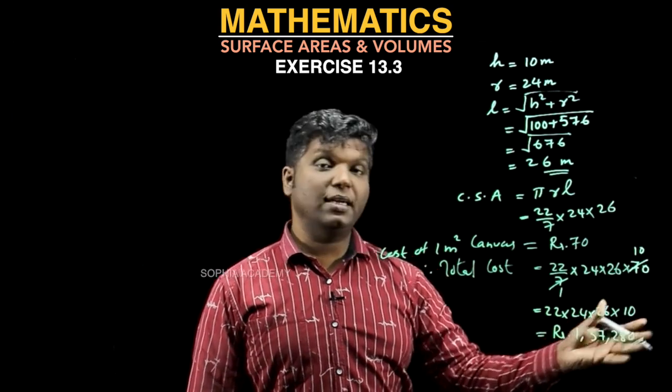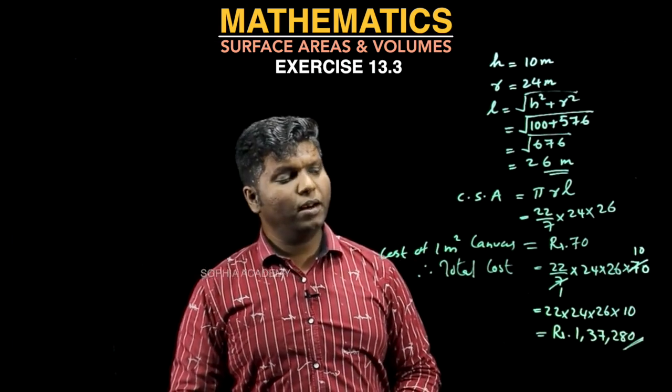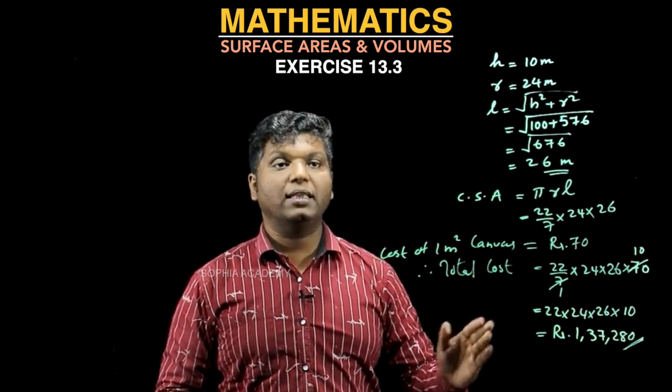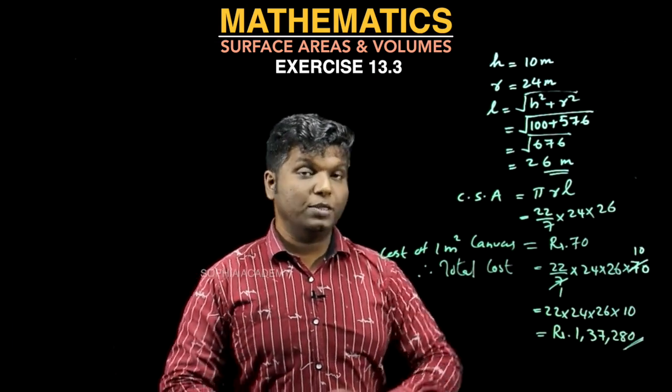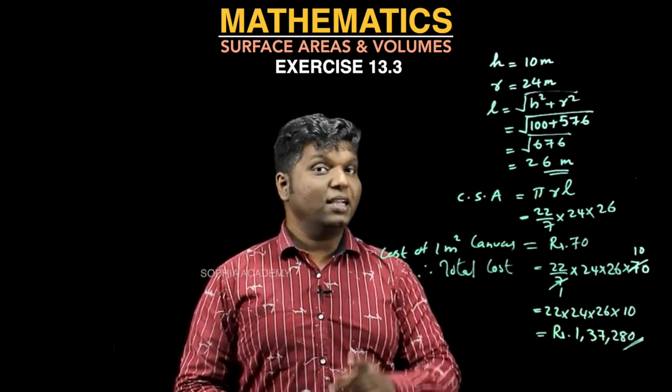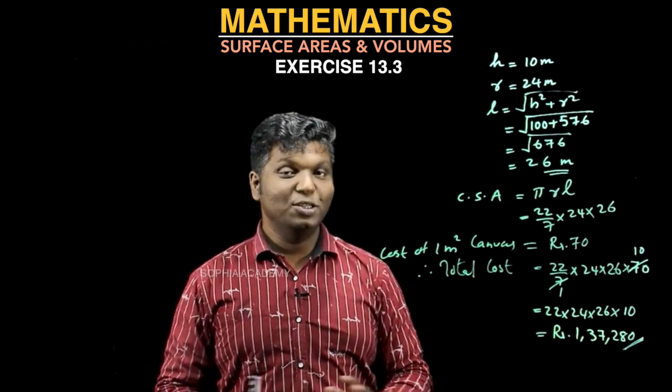1,37,280 rupees. You can multiply that on your working area, and from there you can copy down and write it here. 1,37,280 rupees. That's the total cost for making such a particular canvas. You got it? That's it.